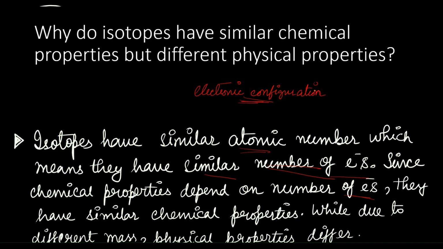So, electronic configuration same means the number of electrons is the same. When the number of electrons is the same, the electronic configuration is the same, and the chemical properties are going to be similar, because the chemical properties depend on the electronic configuration. So, when that is similar, your chemical properties will be similar, but they have got different physical properties. Why? Because the mass number is the one that the physical properties depend on. So, when you have got different mass number, your physical properties will also vary accordingly.